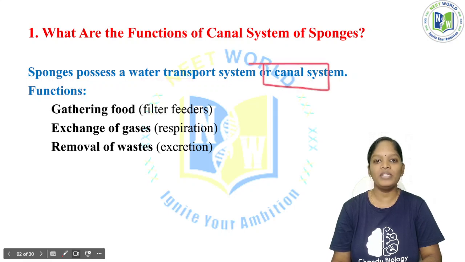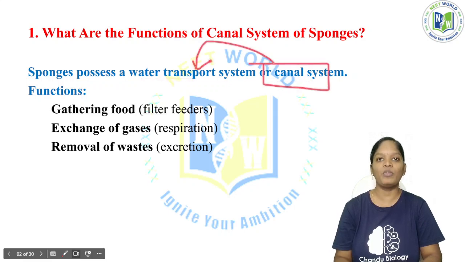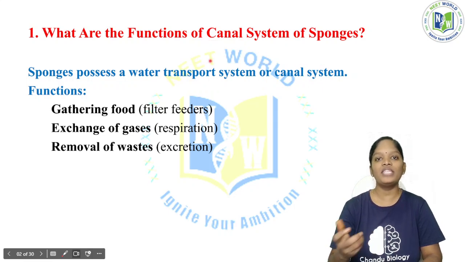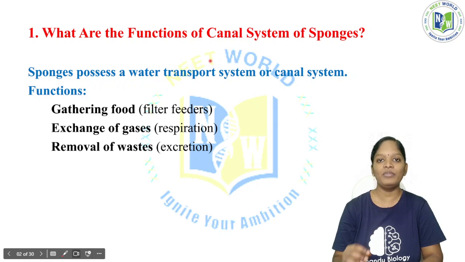The canal system means a water transport system. The water has to enter into the body and it has to exit from the body. All these things are mediated by the canal system. Now coming to the functions: gathering food. Sponges are filter feeders, so food gathering is also one of the functions of the canal system.